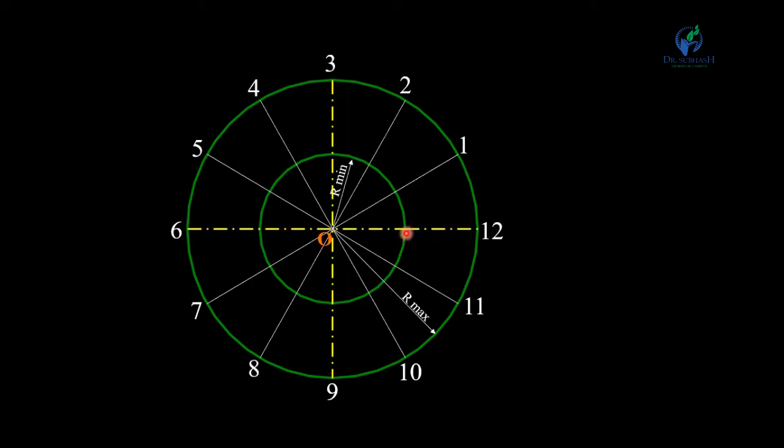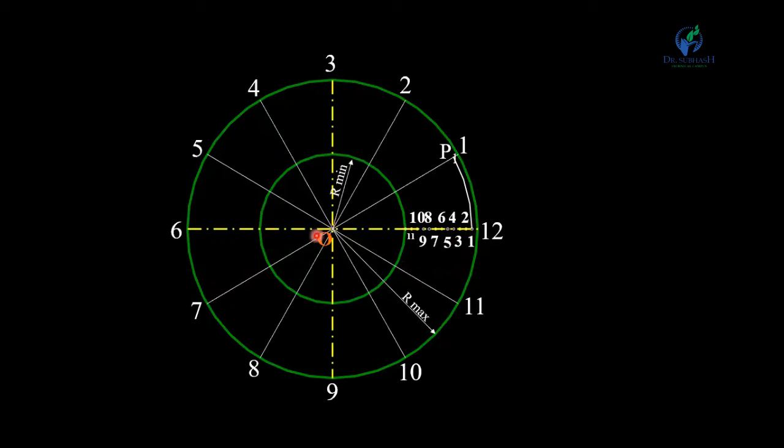Now we have to divide this distance into 12 divisions. This distance is equal to 40 mm because 100 minus 60 is equal to 40. So divide this distance into 12 divisions. 1, 2, 3, 4, 5, 6, 7, 8, 9, 10, 11 and finally 12.